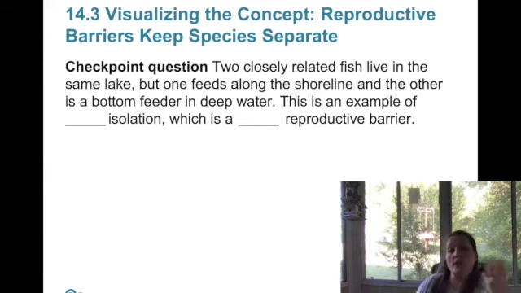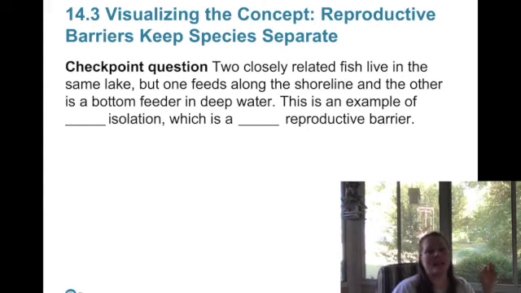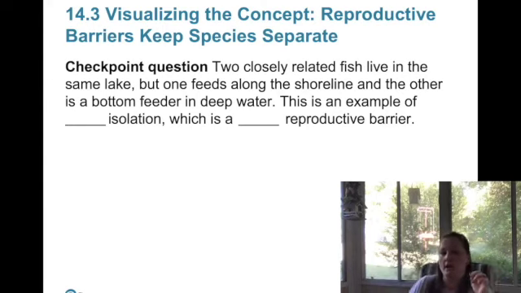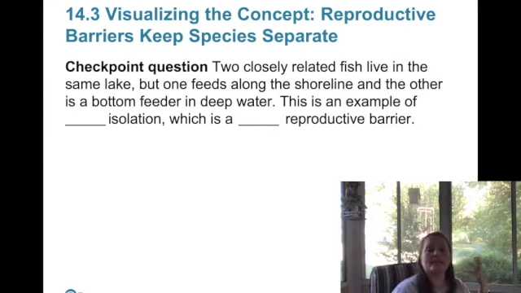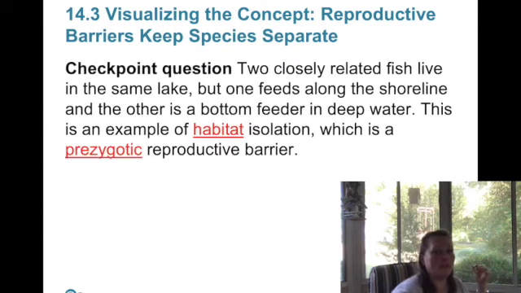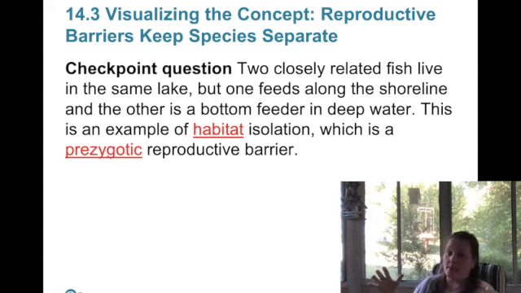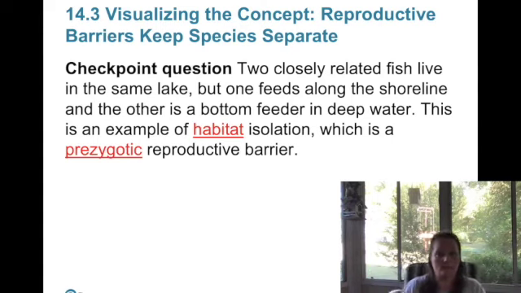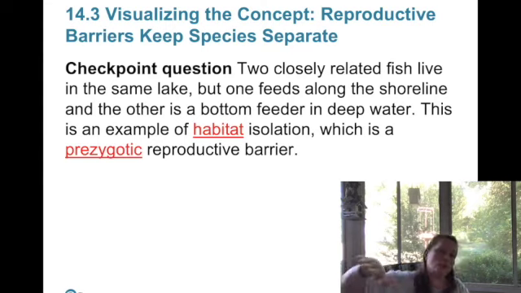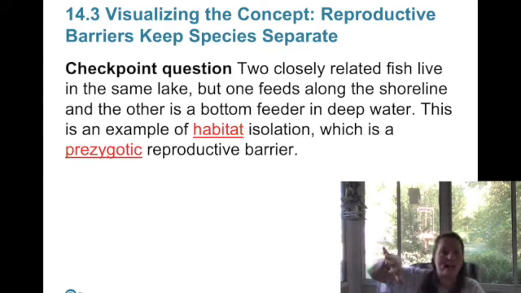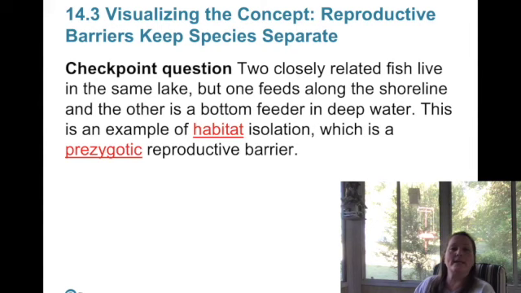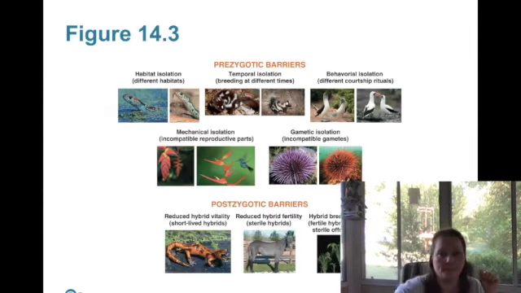So, checkpoint question. Two closely related fish live in the same lake, but one feeds along the shoreline and the other is a bottom feeder in deep water. This is an example of what type of isolation, which is what? There you go. It's habitat isolation. It might be the same lake, but one stays on the bottom of the lake and one is up here on the shoreline. So totally different habitats. So that counts as a prezygotic reproductive barrier.